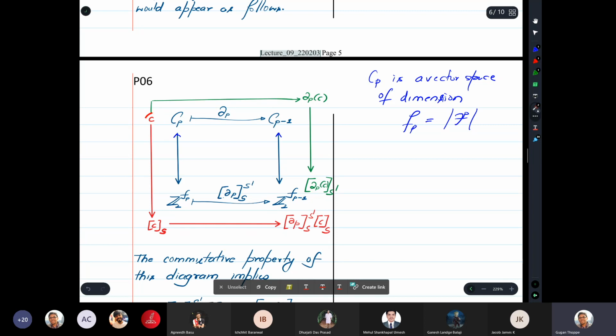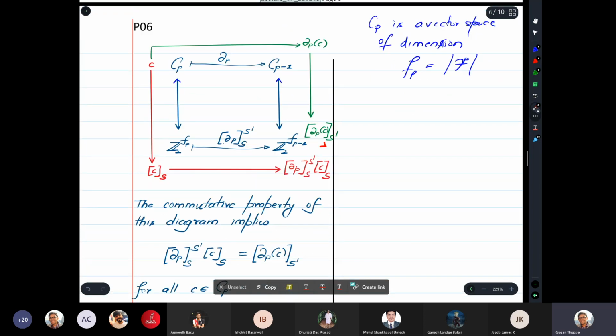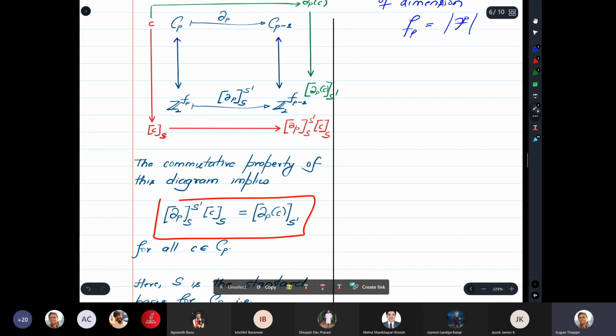You take C, find its coordinates with respect to the standard basis that you choose for this space. You end up with this. You multiply this vector with this matrix. Whatever is the answer, these two things should match. Okay, so this is what I mean.